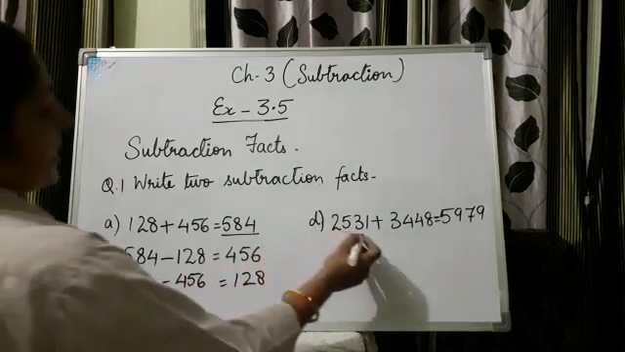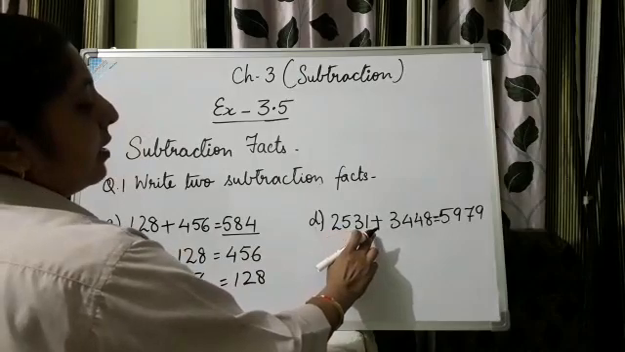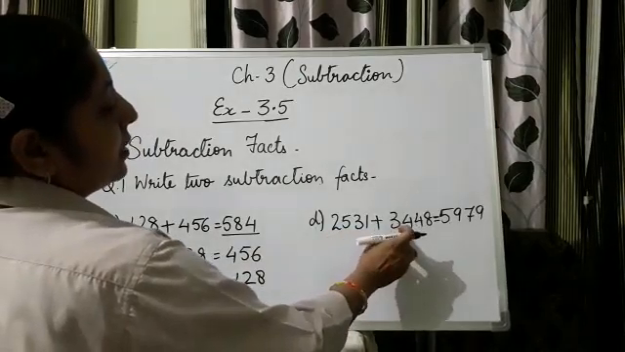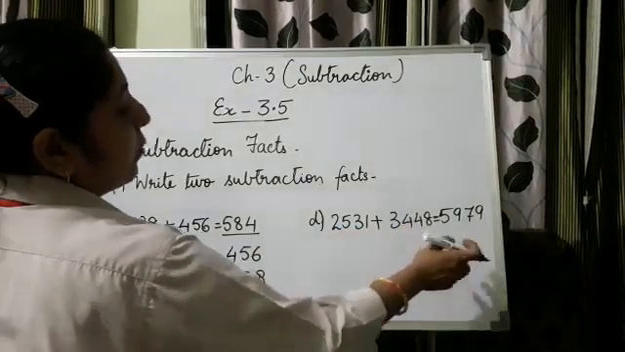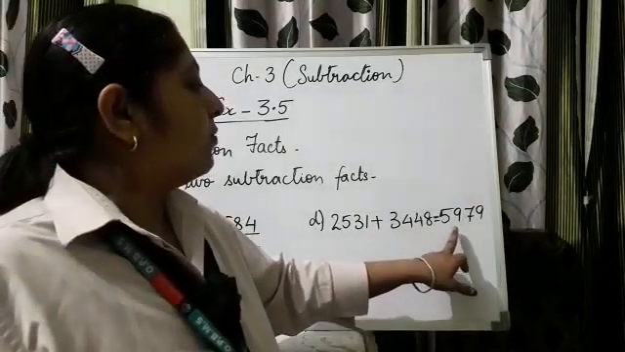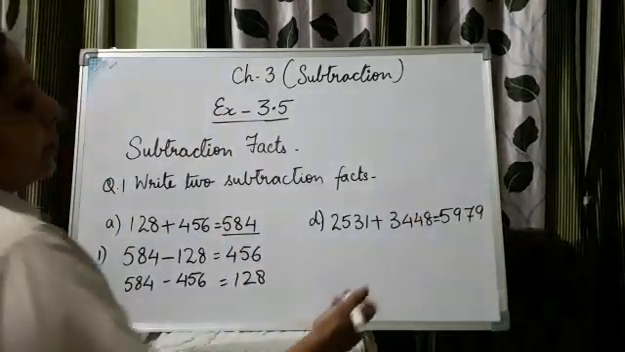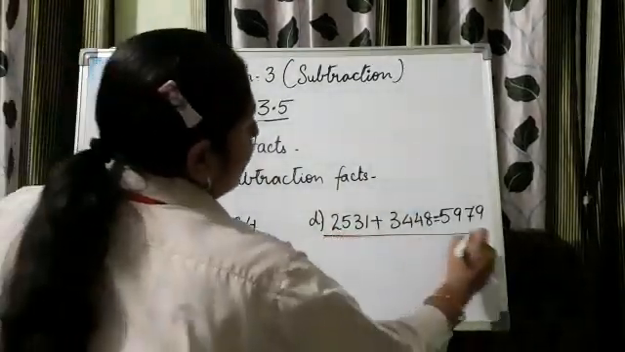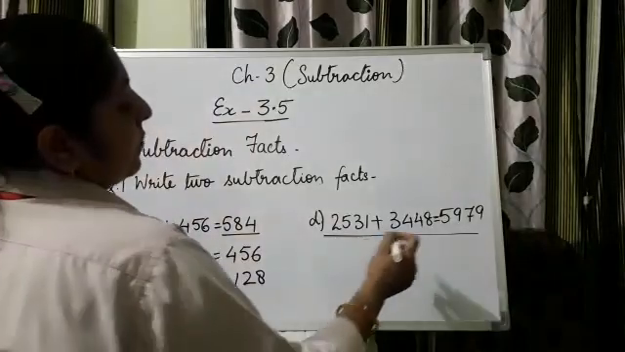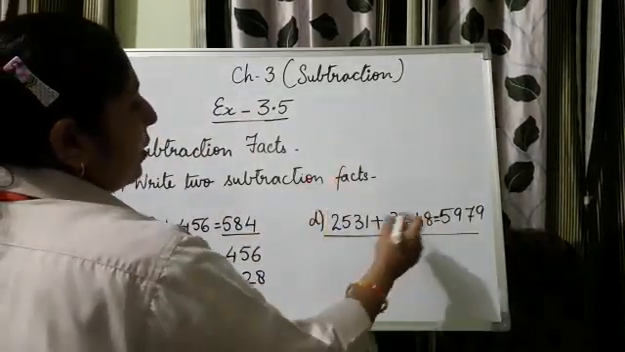Let's do one more example, the D part. Here, 2531 when added with 3448 gives the sum as 5979. So when you have this addition fact, you can take out two subtraction facts from it.